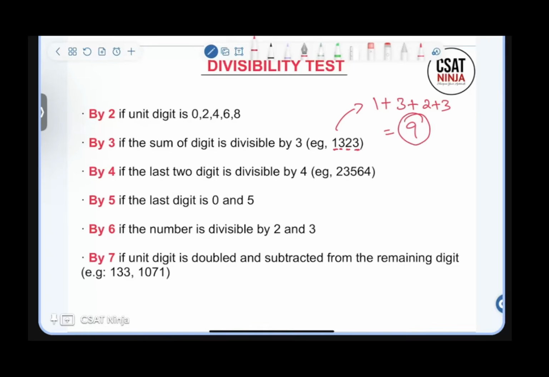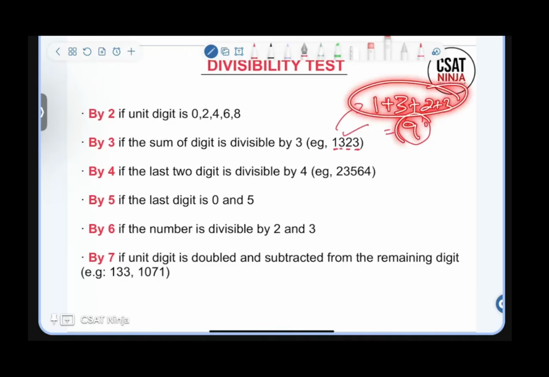Is 9 divisible by 3? Yes, right? So which means if the sum of the digit is divisible by 3, then the number, this one, 1, 3, 2, 3 is divisible by 3. Are you following that? If the sum of the digit is divisible by 3, then the number is divisible by 3. So sum of the digit here is 1 plus 3 plus 2 plus 3, which gives 9 here. This 9 is divisible by 3 because 3 3s are 9. So since this sum is divisible by 3, therefore this number is divisible by 3.